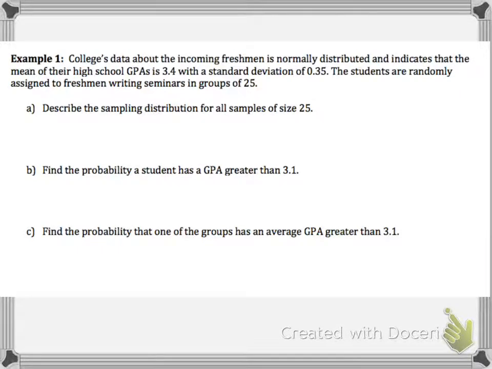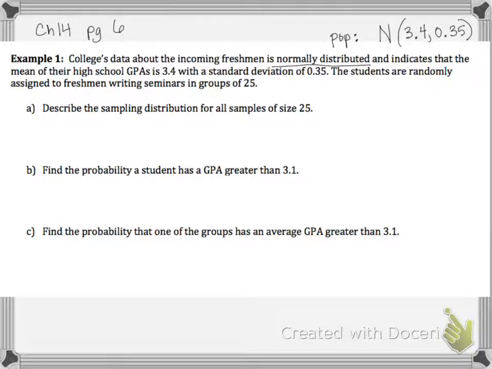Okay, so this is our first example from chapter 14. This is chapter 14, and out of your packet, it is page 6, and I'm doing example number 1. So let's read carefully. This says, a college's data about incoming freshmen is normally distributed. So I'm just going to go up here and write that this is the college's data about incoming freshmen. That's all the incoming freshmen, so that's going to represent our population. It says the mean of their high school GPAs is 3.4, and they have a standard deviation of 0.35.